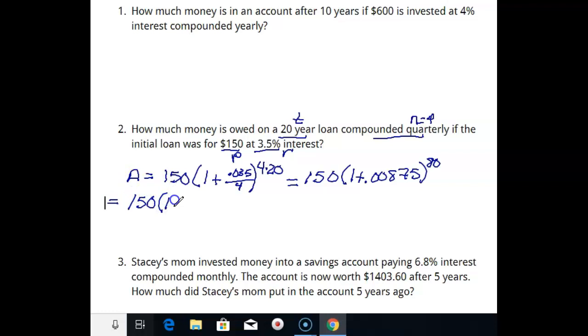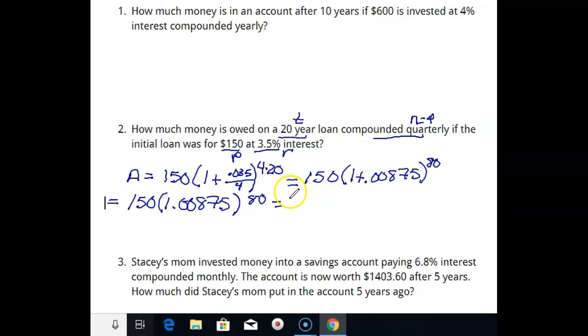In my parentheses, I have 1.00875. I never want to round this if it gives me something exact like this. If I do round it, I'm going to take this out to at least 4 decimal places, raised to the 80th power. Then I multiply 150 times 1.00875 raised to the 80th power in my calculator.